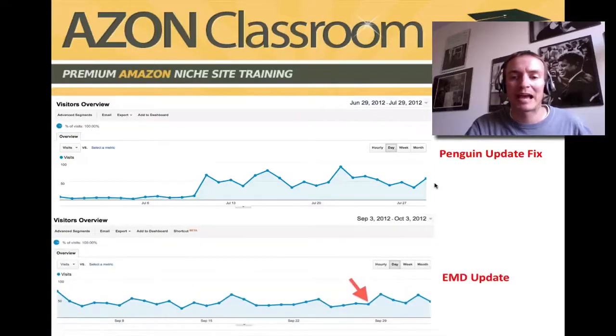And then for the exact match domain update, this was on September 28th. Here is this arrow, and you can see it didn't get hit at all, and it was still up in the 60, 70, 80 people per day range there.